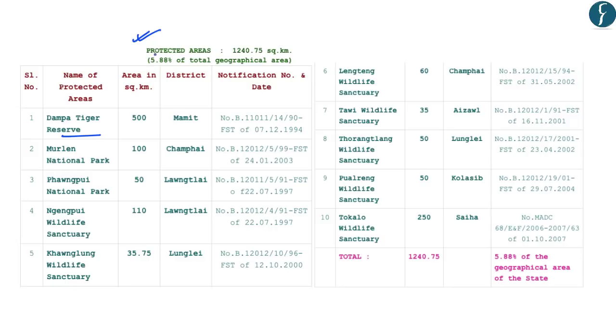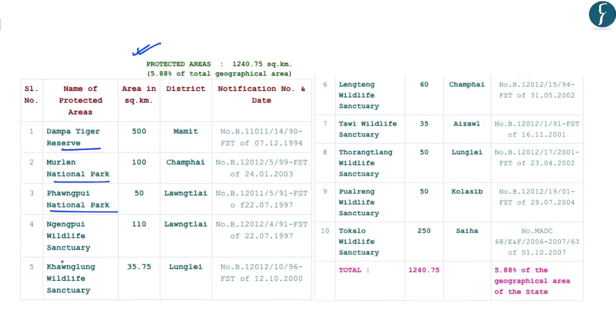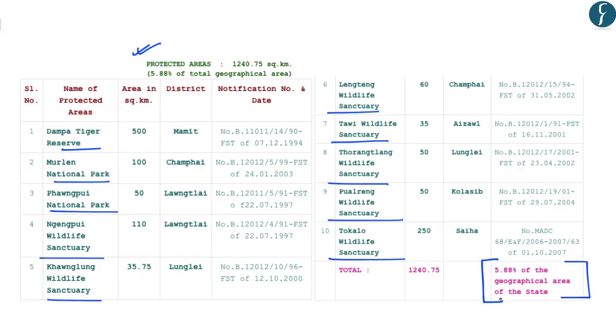Other protected areas in the state of Mizoram include Murlen National Park, Phawngpui National Park, Ngengpui Wildlife Sanctuary, Hmuifang Wildlife Sanctuary, Lengteng Wildlife Sanctuary, Tawi Wildlife Sanctuary, Thorangtlang Wildlife Sanctuary, Pualreng Wildlife Sanctuary, and Tokalo Wildlife Sanctuary. And the protected area comprises 5.88% of the geographical area of the state of Mizoram.